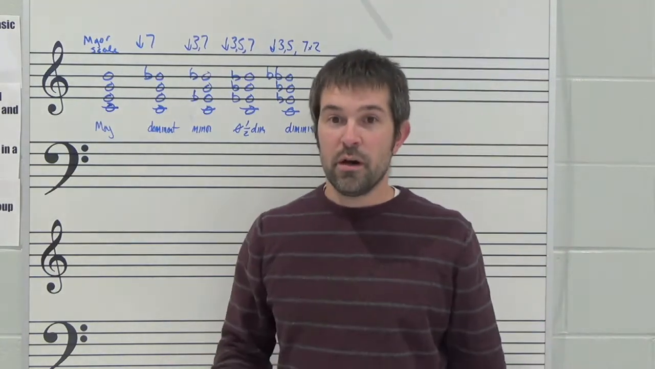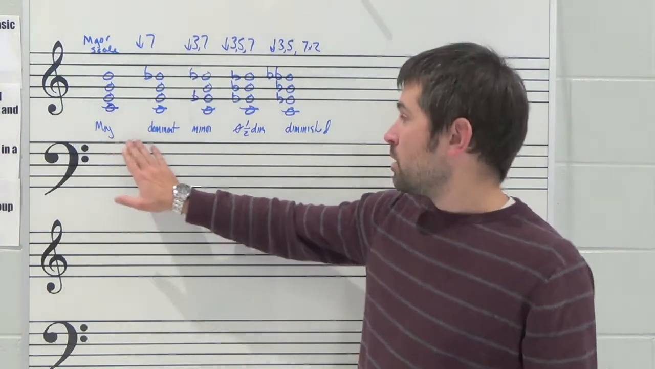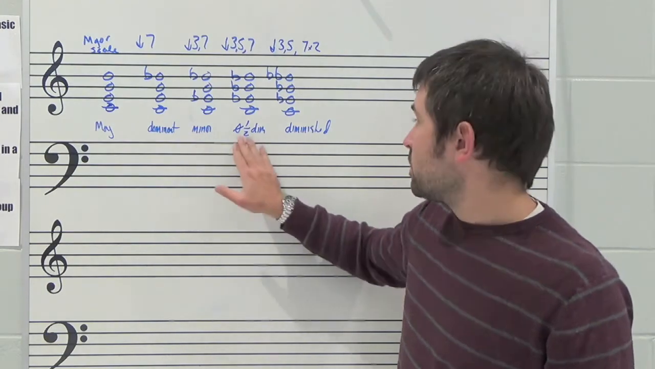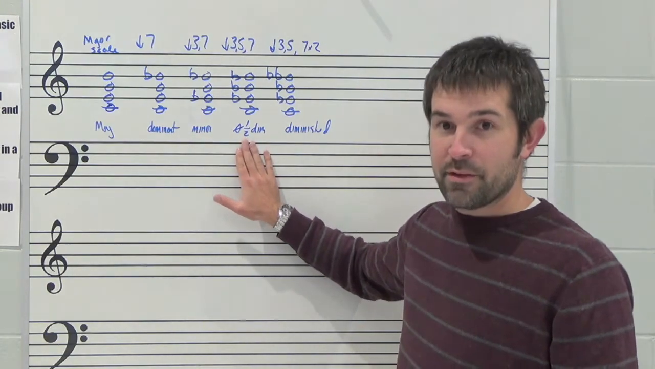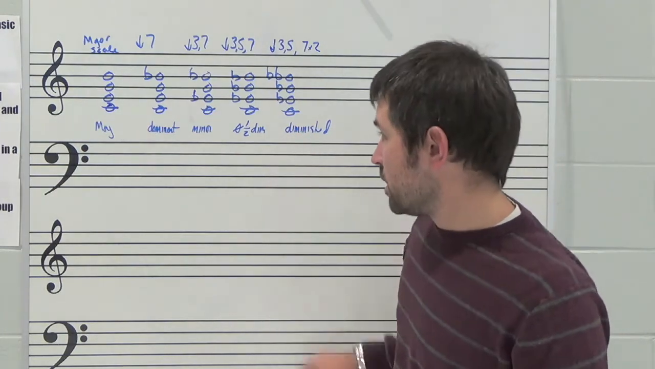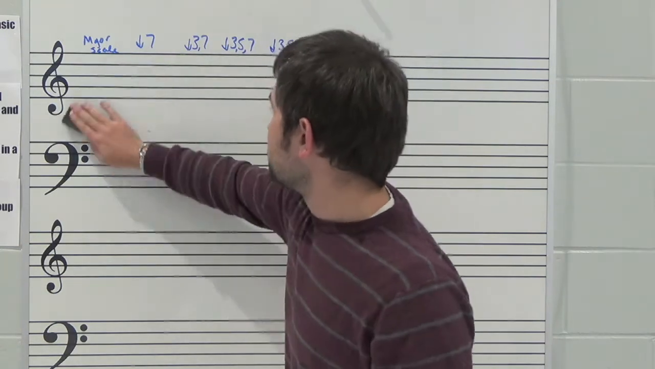So we have a root, a third, a 5th, and a 7th. If it fits in the key, it's major. Lowered 7 is dominant, lowered third and 7th is minor, lowered third, 5th, and 7th is half diminished, and lowered third, 5th, and a double lowered 7th is fully diminished. So let's build that in another key.